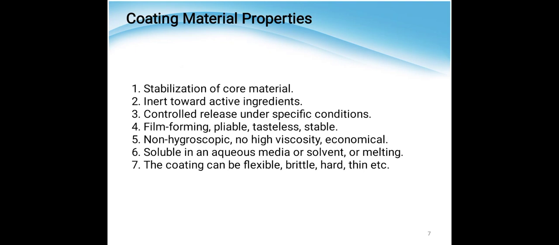Another one, if you are using any coating material, it should be pliable, it should be tasteless, it should be very stable, and it should form a film. See, this formation of film is responsible for retarding the release profile of a particular drug. That's why it should form a film on the surface of the core material. Okay. Another one, the coating material that we are using should not readily acquire moisture from the environment. We can say that it must be non-hygroscopic.